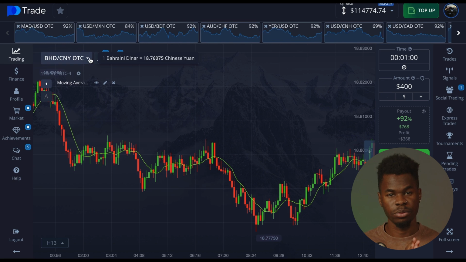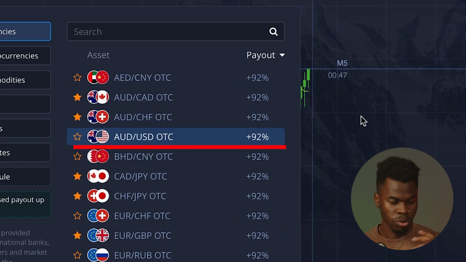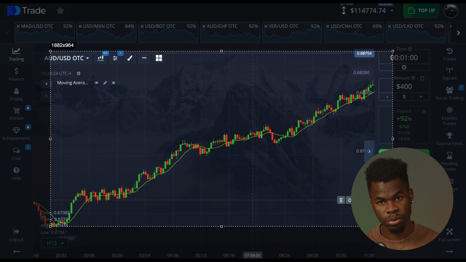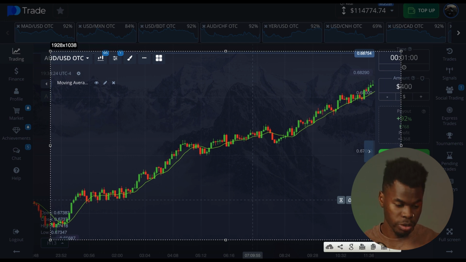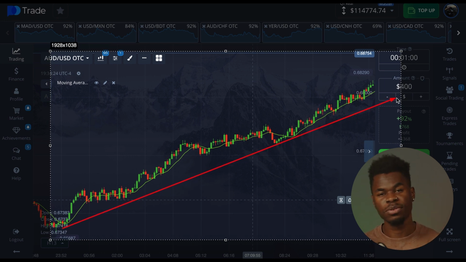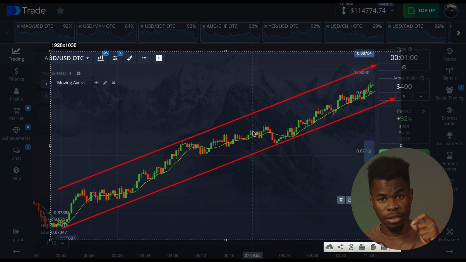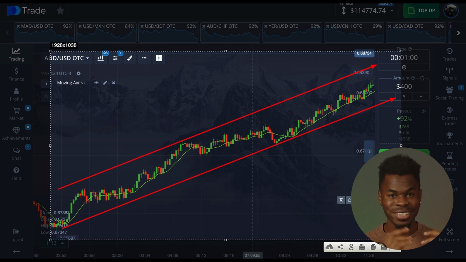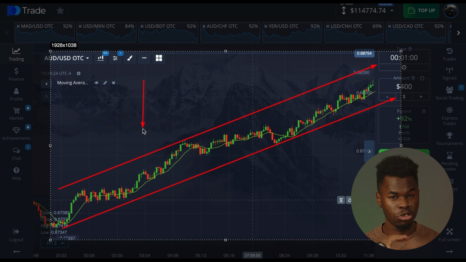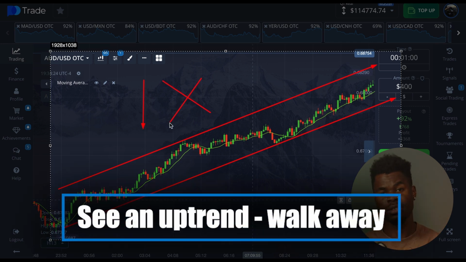Let's look at an example. Take the AUD/USD currency pair. We see a strong upward trend, right? We can see a very strong upward trend right here. There's a golden rule: never trade against the trend, especially if you are a beginner. Sure, you can try catching reversals, but it's so difficult that the chances of success drastically decrease. I strongly advise avoiding such trades. See an uptrend, walk away.